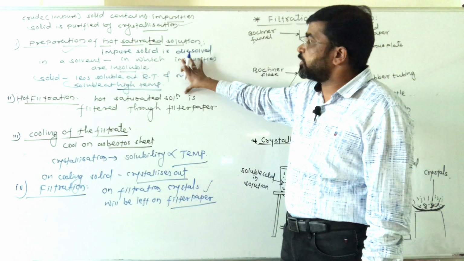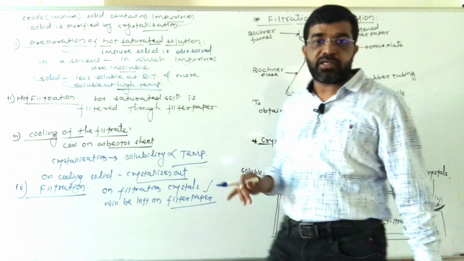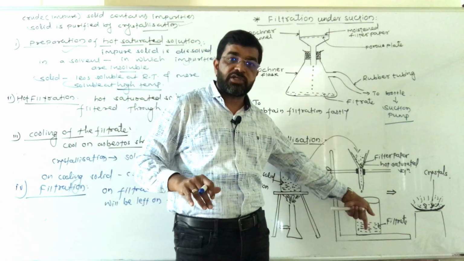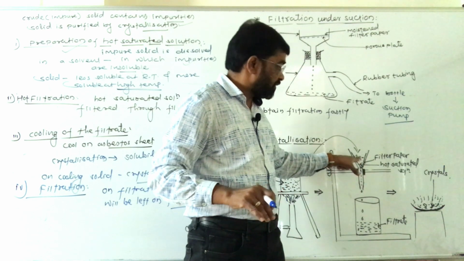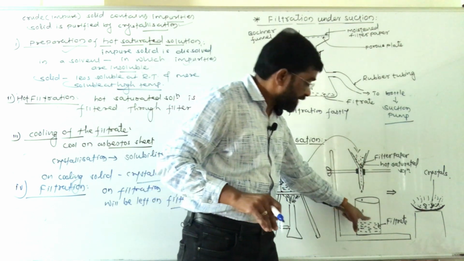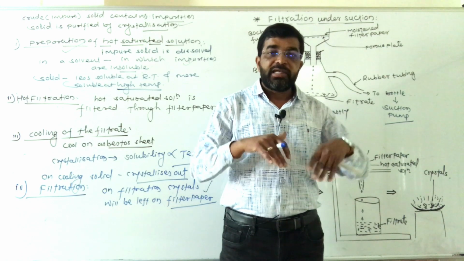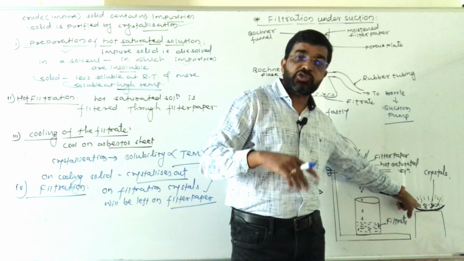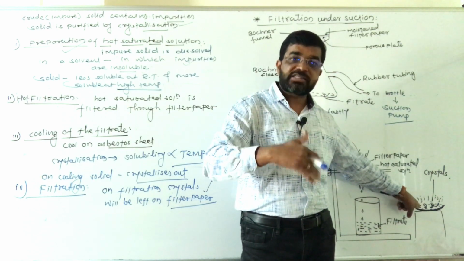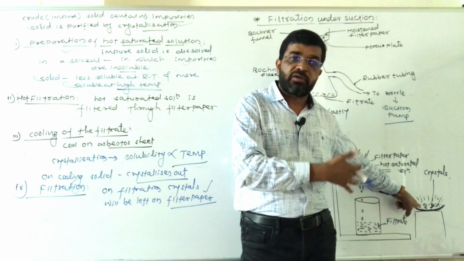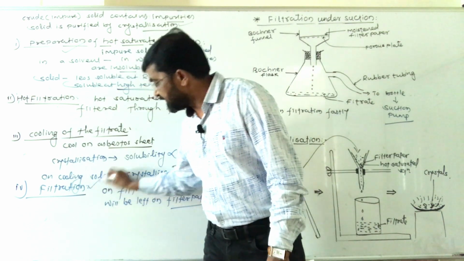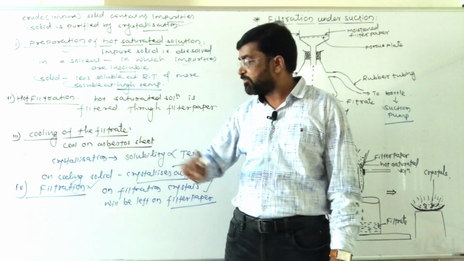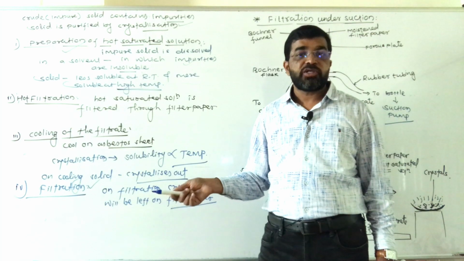First of all, we have to prepare a hot saturated solution, which we have prepared here. After its preparation, hot filtration is done. Here the filtrate is obtained and insoluble impurities are left. Then the hot filtrate is allowed to cool. Heat will be removed, temperature decreases, solubility decreases, and the crystals of that solid will be formed. The excess that was dissolved due to increased temperature will be crystallized out, and the crystals are separated from the solution by filtration. That is nothing but the crystallization process.